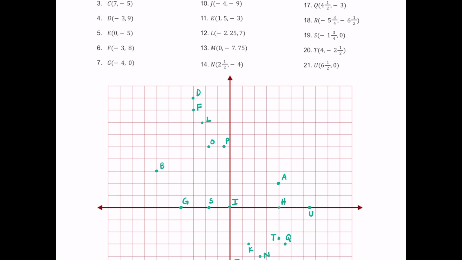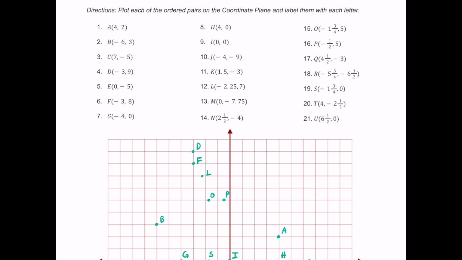So there you have 21 different practice problems where we practice plotting ordered pairs on a coordinate plane. We start off with some integers, which is just negatives and positives, and then we also threw in some rational numbers like fractions and decimals where you had to plot points between the lines and estimate a little bit as well.